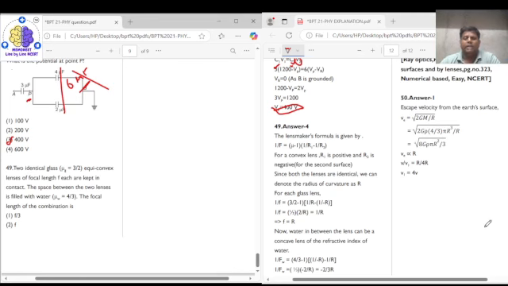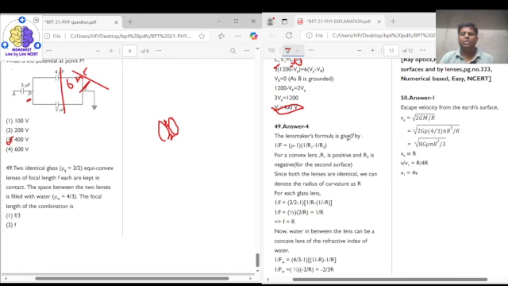No. See, they are saying that two identical glass equi-convex lenses of focal length f each are kept in contact. The space between the two lenses is filled with water. So this is a convex lens, this is another convex lens. They are kept in contact, and the rest is filled with water, right? And they are asking the focal length of the combination.